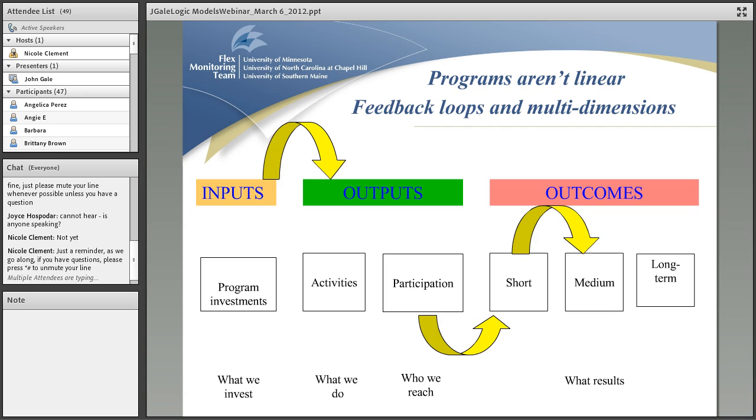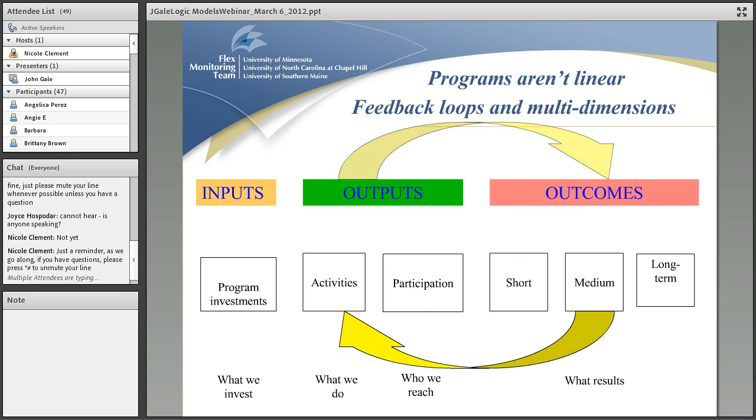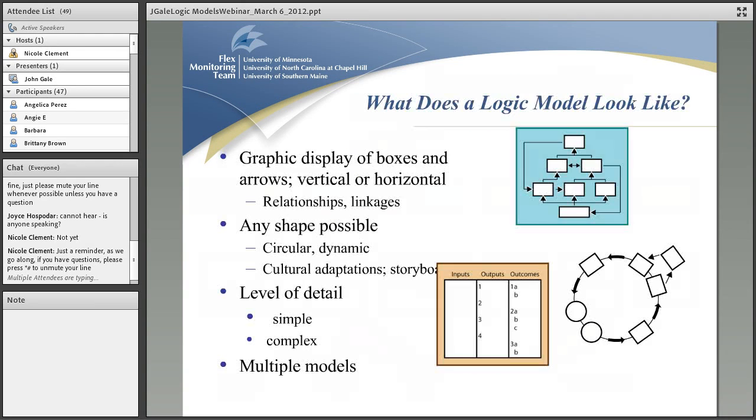And this will sort of illustrate that programs aren't linear. There are feedback loops in multi-dimensions. So as you're moving from inputs to outputs and participation to outcomes, you start seeing how things roll up from your initial investment through activities and outcomes. Outputs and outcomes influence one another, and what you're achieving flows backwards to direct activities. So it really is a circular feedback loop that's very important.